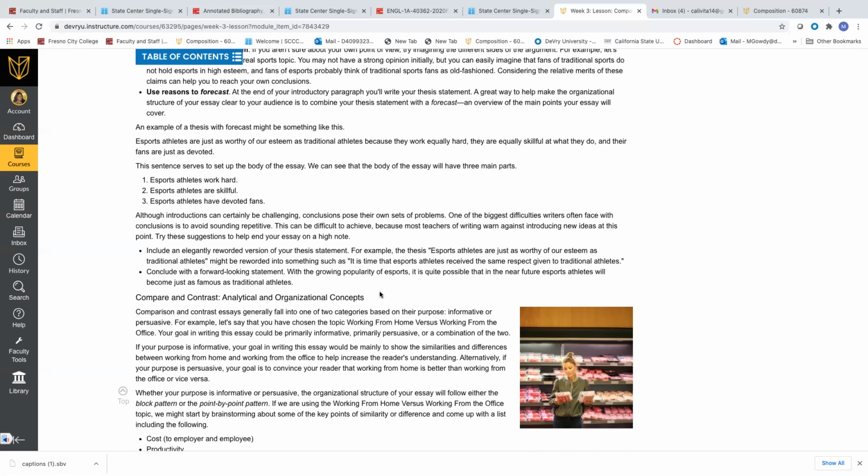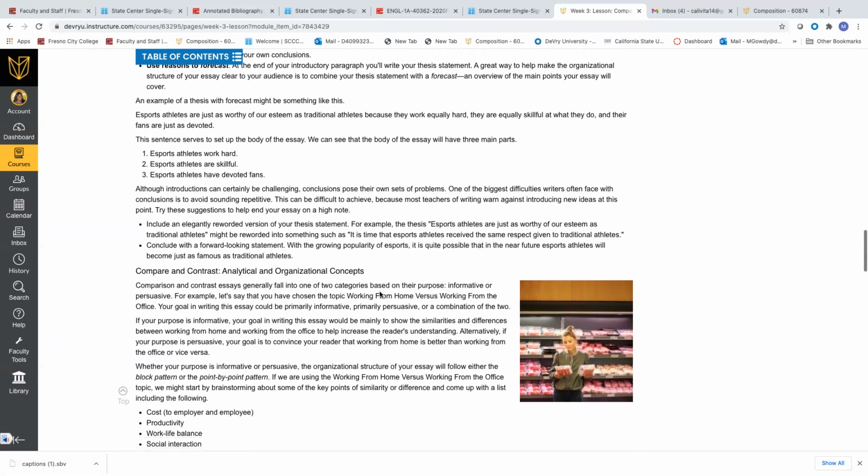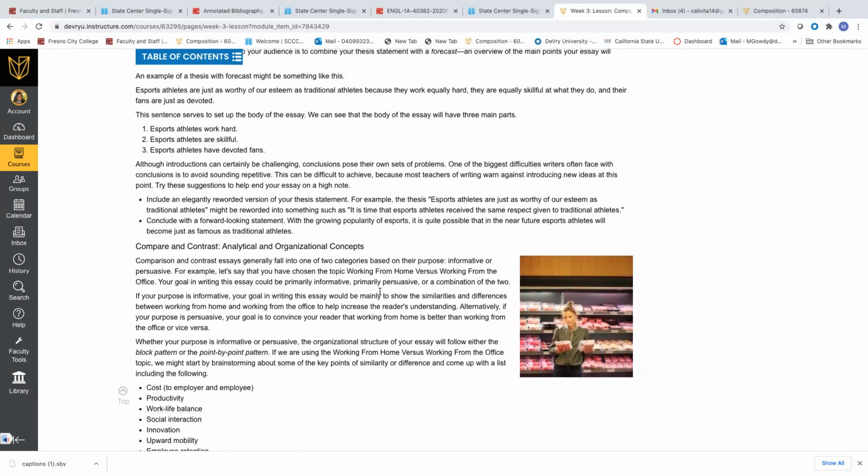And we want to work on compare and contrast, analytical and organizational concepts. So I had some information that I wanted to introduce to you before we got into this, because some people may be wondering, what is comparison and contrast? Whenever you decide between two alternatives, you engage in comparison and contrast. You make a decision by comparing alternatives on a series of relevant points and then deciding which has the greatest advantage. Subjects are set in opposition in order to reveal their similarities and differences.